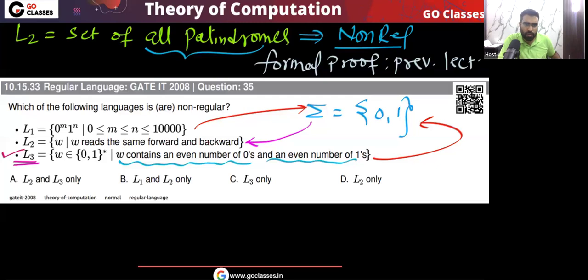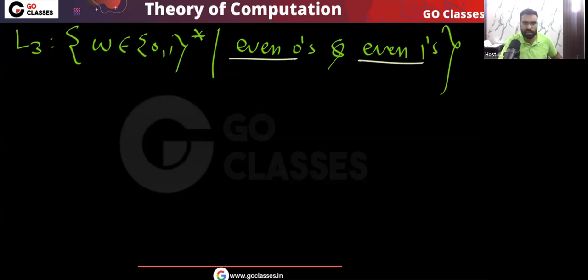0, 1 whole star. And the question L3 is saying that W contains an even number of zeros, we must have an even number of zeros, and we must have an even number of ones. Okay, is this clear? We must have an even number of zeros and an even number of ones. You can easily see that this is regular. You can create a DFA for this. We have already created a DFA for this, so this is actually regular.